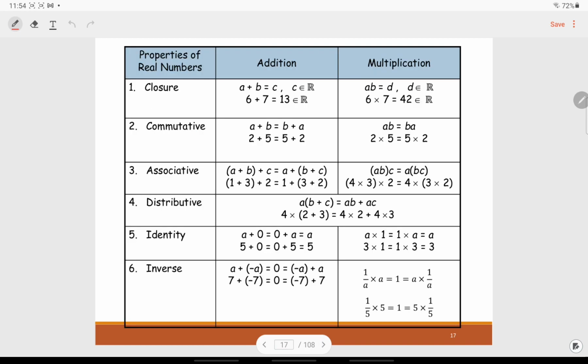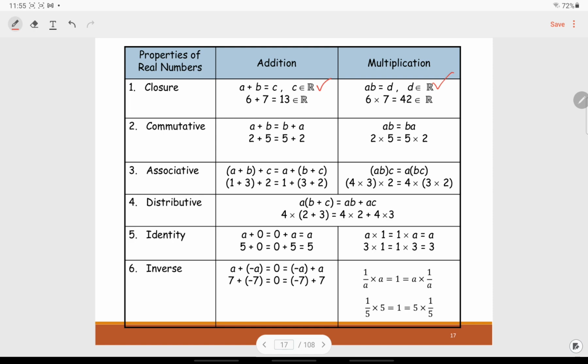Alright, now we have several properties of real numbers related to addition and multiplication operations. We start with the closure property. Closure property means if we add two real numbers, the outcome still belongs to the set of real numbers. The same goes with multiplication. We multiply two real numbers, the outcome is also still in the set of real numbers.